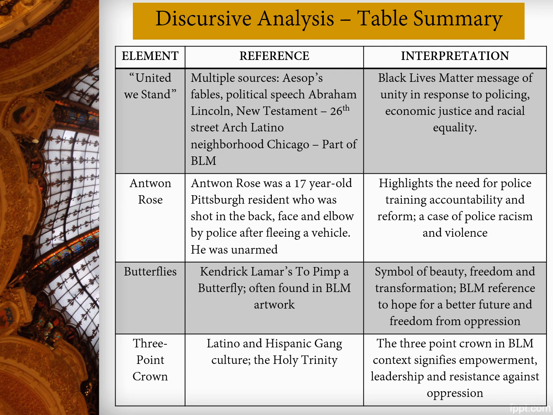The butterflies. So butterflies, it's an interesting one. They're often found in Black Lives Matter's artwork. Perhaps a reference to Kendrick Lamar's To Pimp a Butterfly. It's a symbol of beauty, freedom, and transformation. Black Lives Matter reference to hope for a better future and freedom from oppression, which is why a lot of butterflies appear. The 3-point crown that we saw, so it has Latino and Hispanic gang culture references, but of course it also has a reference to the Holy Trinity, a Christian perspective. The 3-point crown in Black Lives Matter's context signifies empowerment, leadership, and resistance against oppression.